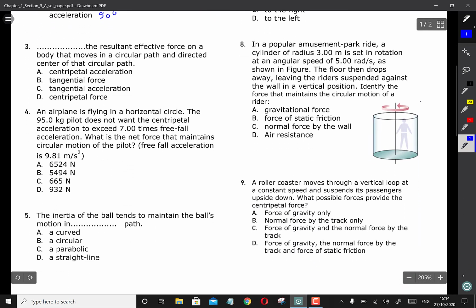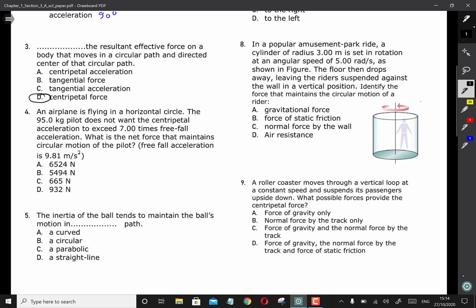Question number 3. Blah blah blah is the resultant effective force on a body that moves in a circular path and is directed towards the center of that circular path. So it's the definition of centripetal force. The definition of the centripetal force in the book is given as the resultant effective force on a body that moves in a circular path directed towards the center of the circular path.